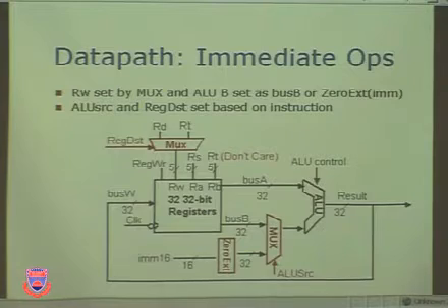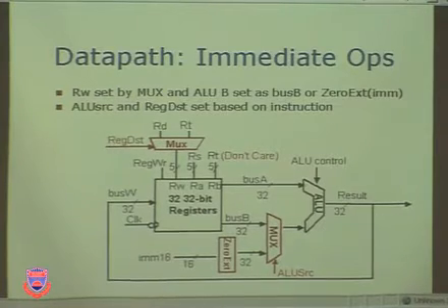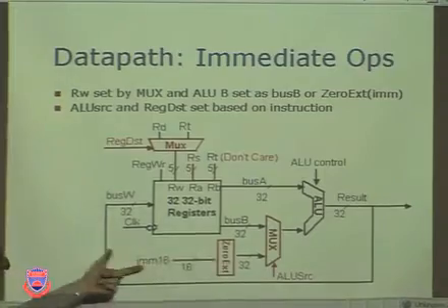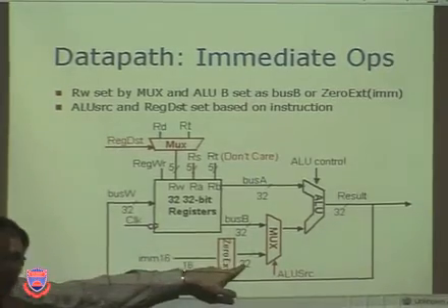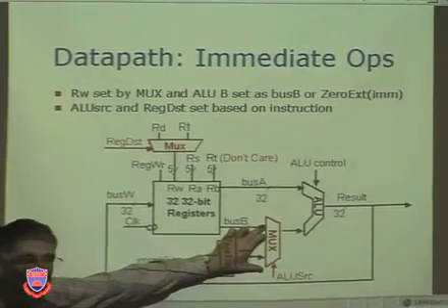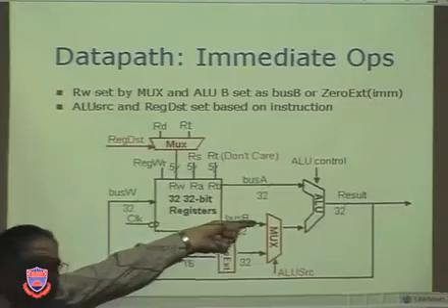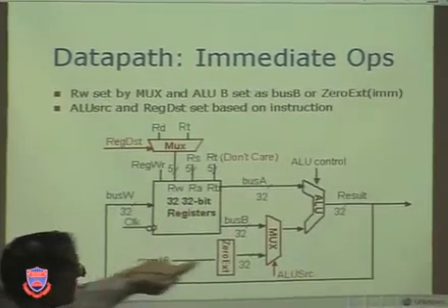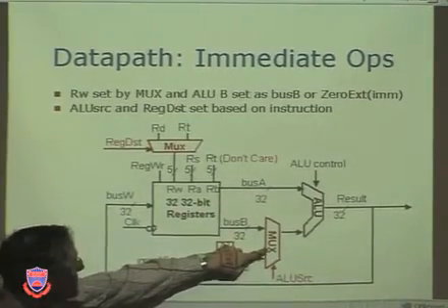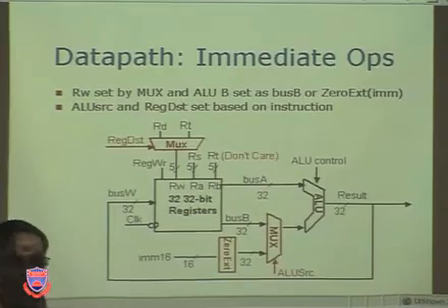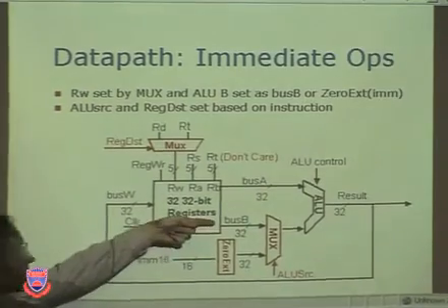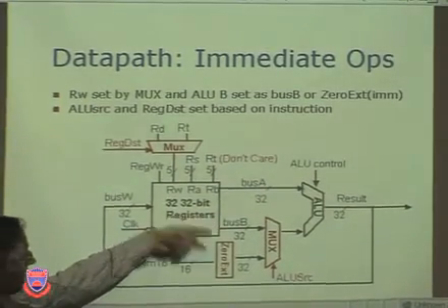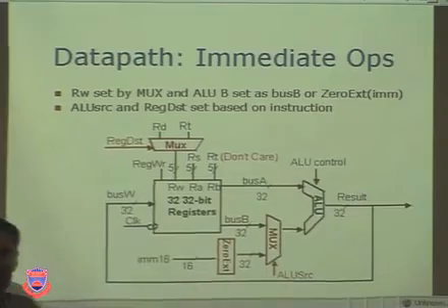So the immediate ops need something like this. If it's a logical immediate, I need a zero extender. I take the immediate field of 16 and turn it into a 32-bit. I have a mux here, and I'm going to choose, do I take the second operand from here or the second operand from here? And obviously this mux will choose the ALU source to be here when it's R-type and here when it's immediate type.